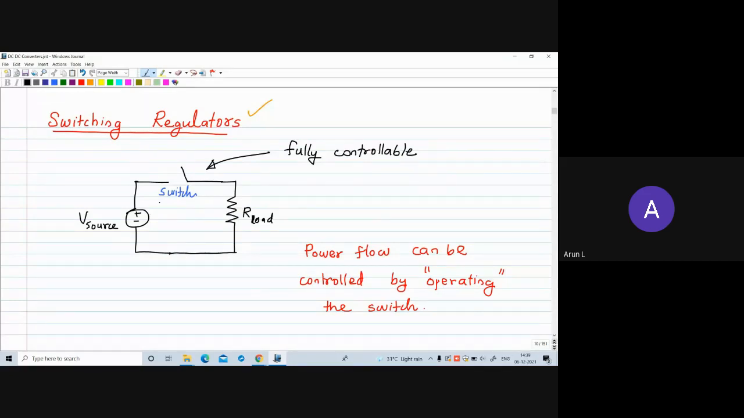So here a simple circuit is shown. You have a source voltage and a load resistance, and a switch is connected in series, and this switch is fully controllable, a fully controllable switch like an IGBT or MOSFET.